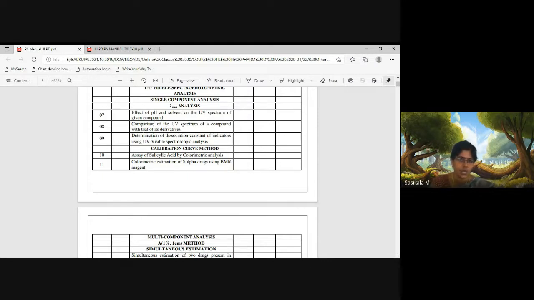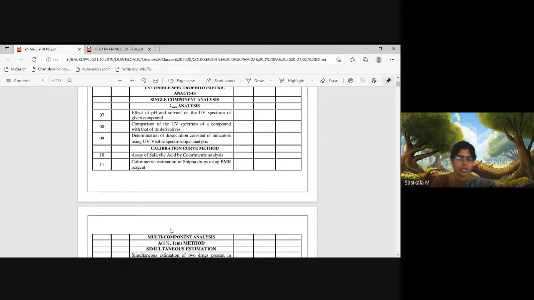Now let's move on to the determination of the dissociation constant, that is pKa. The pKa value is most important in order to select the mobile phase in ion chromatography. Already we have discussed that during chromatographic techniques. So how to determine the pKa value of indicators using UV visible spectroscopic analysis is what you are going to learn as the next experiment under single component analysis and lambda max analysis in the UV visible spectroscopic method.